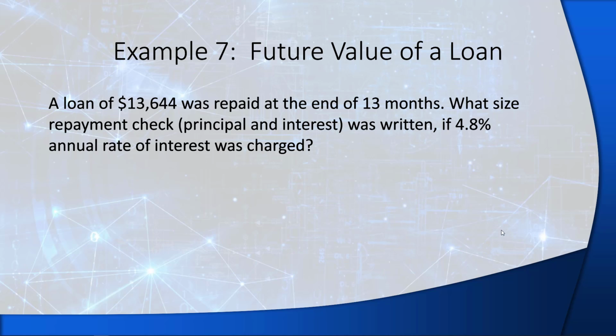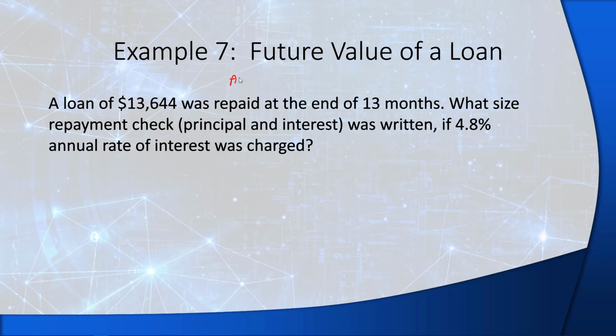3.485%. For this one, we want to find the future value of a loan. So here we have a loan of $13,644, which we paid at the end of 13 months. And we want to know how much was paid back, principal and interest, if 4.8 annual percent was charged. Okay, well, that is simple interest.